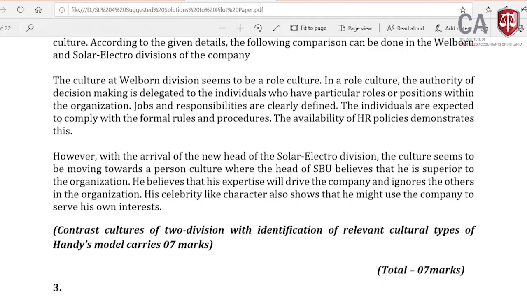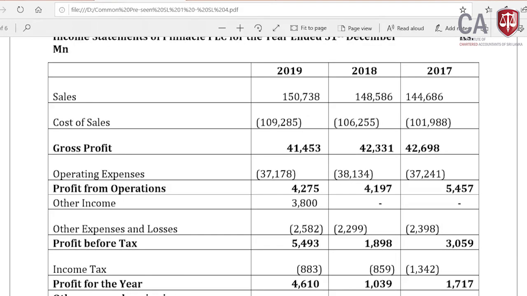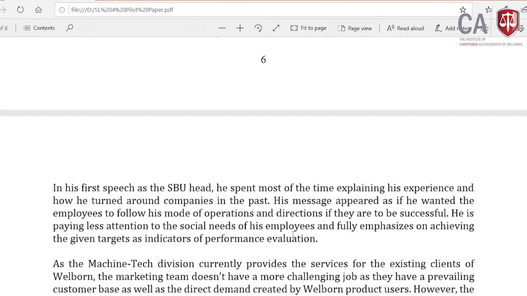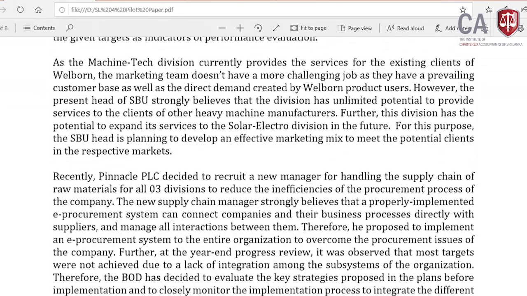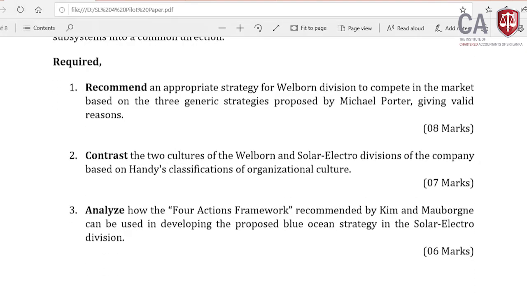Look at this additional information given. Contrast cultures of 2 divisions with identification of relevant cultural types of Handy's model carries 7 marks. So, with that we can conclude part 2, then we can move to part 3.